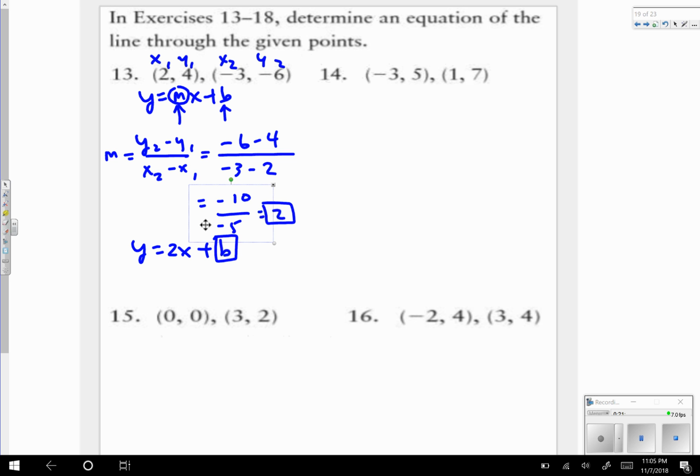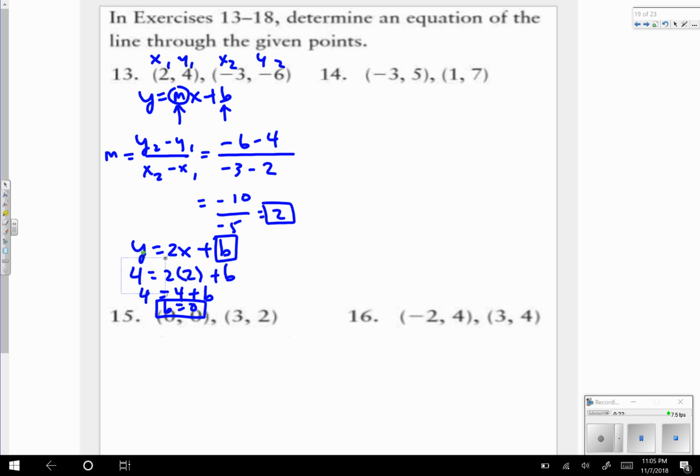So to do that, you take one of the points and plug it in. What I mean by that is this is your x, that's your y. So wherever I see a y, I'm going to plug in a y value. I could use this or this, but I don't like negatives, so I'm going to plug in that 4. So 4 is equal to 2 times x is 2 plus b, and I want to find out what the b is. So 2 times 2 is 4, so 4 plus b is equal to 4. Subtract 4 from both sides and I get b is equal to 0.